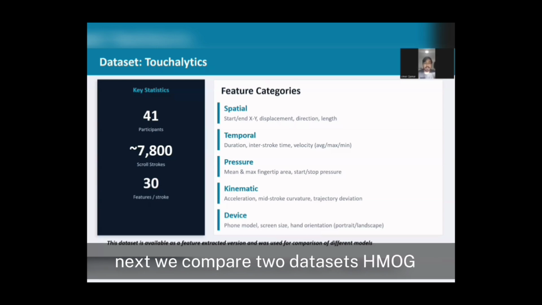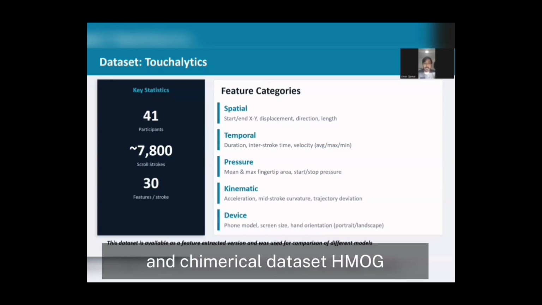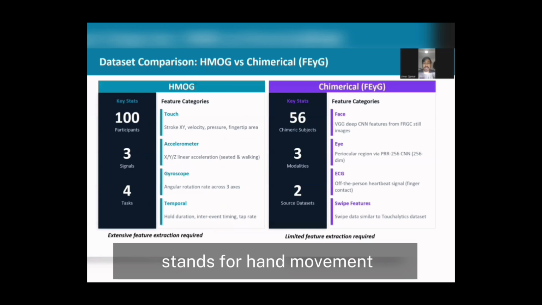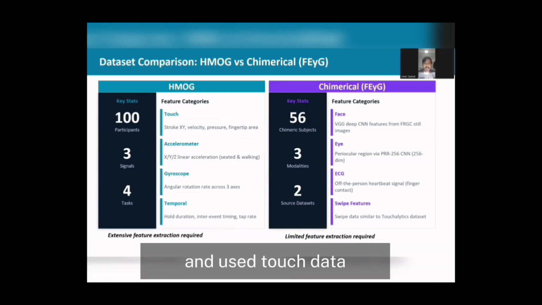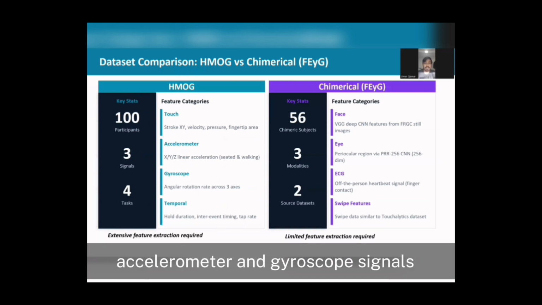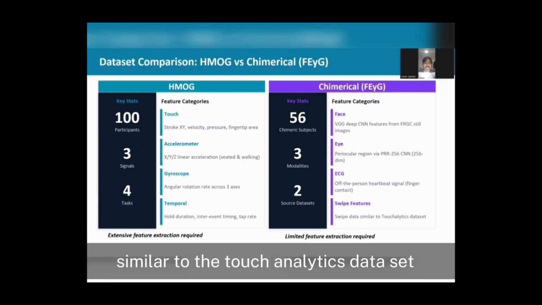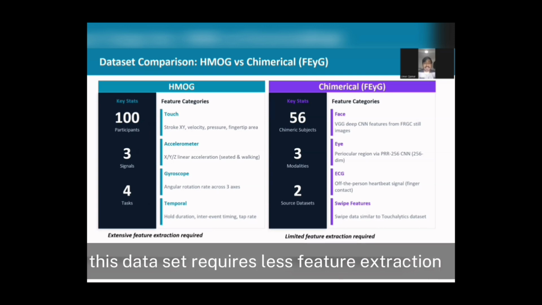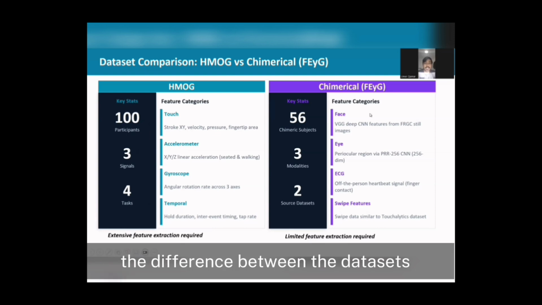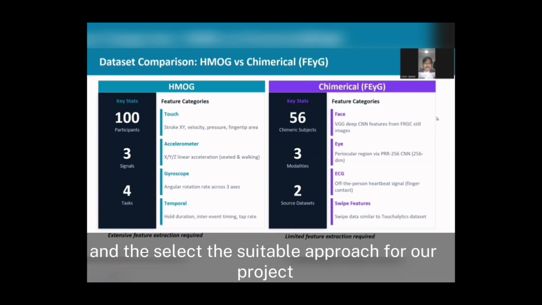After that, next we compare two datasets, HMOG and the chemical dataset. HMOG stands for hand movement orientation and grasp dataset. This dataset includes 100 participants and uses touch data, accelerometer, and gyroscope signals. Because it uses many signals, it requires more feature extraction. The chemical dataset includes 56 subjects and uses face, eye, and ECG data. It also includes swipe features similar to the Touch Analytics dataset. This dataset requires less feature extraction. This comparison helps us understand the difference between the datasets and select the suitable approach for our project.